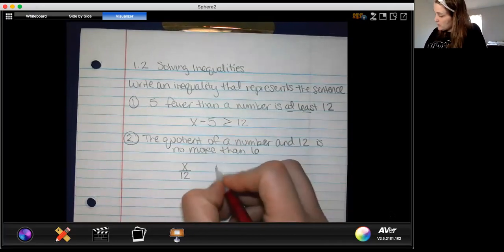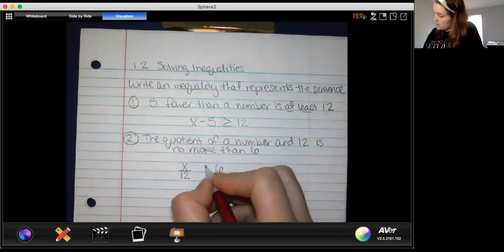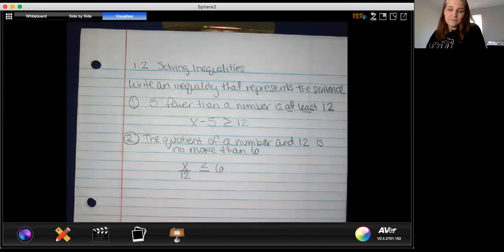So I know 6 is on the other side, but what does no more mean? Okay, so you can have no more than 3 people in a room at a time, or you can have no more than 1 calculator on your desk. Okay, so no more means that that's the maximum. Okay, so therefore it's going to be less than or equal. Okay, is no more, it can't be more than 6.